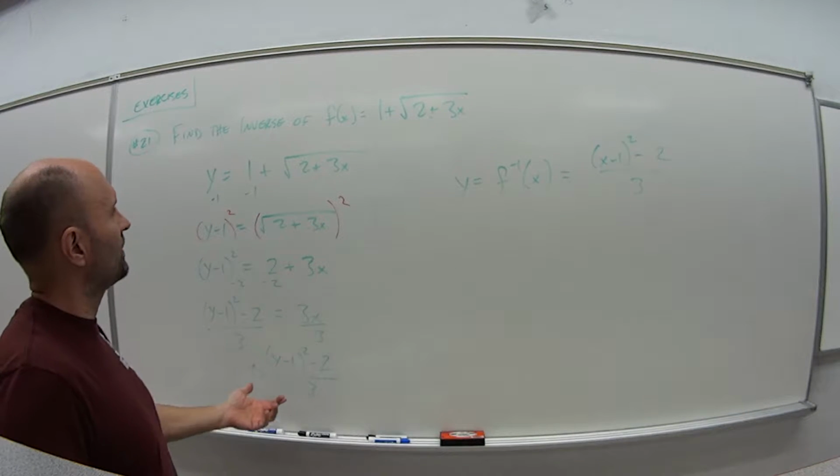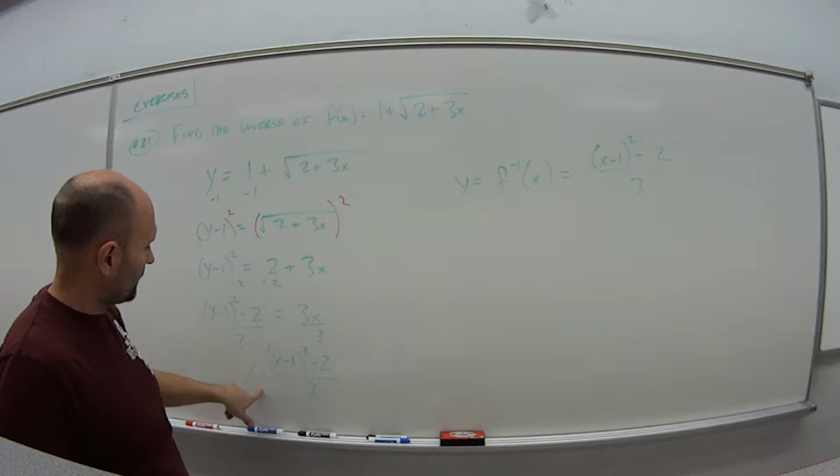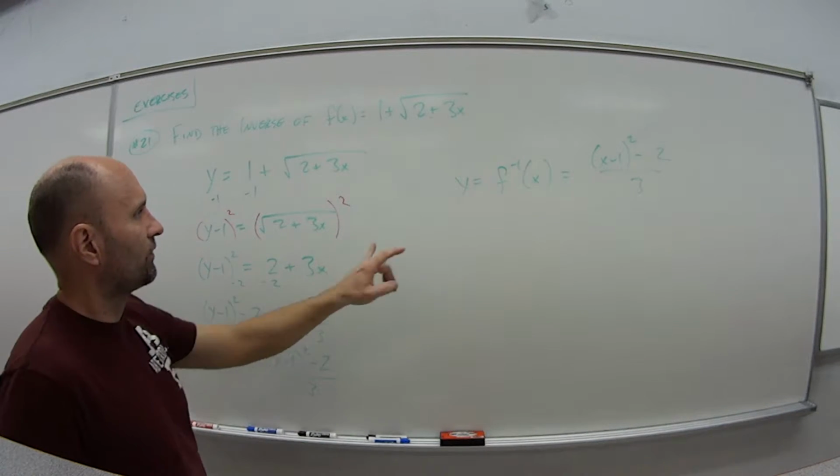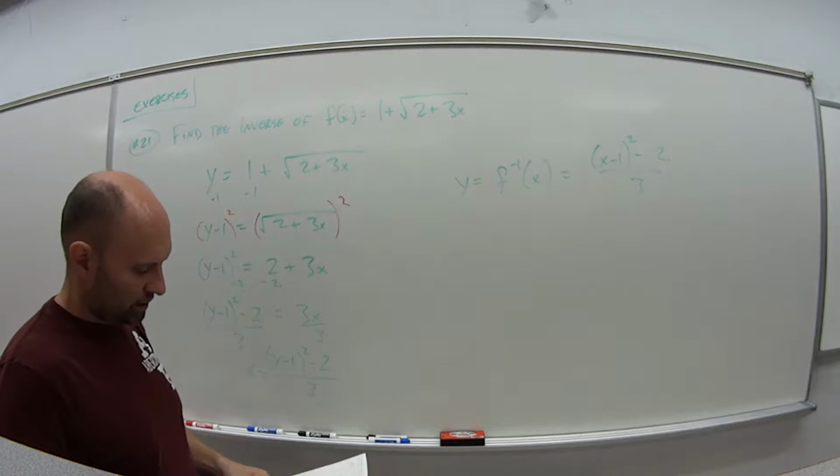So it's that 3-step process, right? Y is equal to the function, solve for x, then switch my x's and y's, and that gives me what the inverse function is.